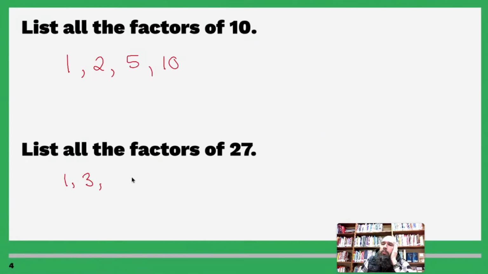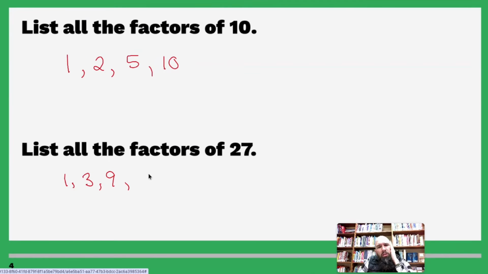Can you divide it by 4? No. By 5? No. By 6? No. By 7? No. By 8? No. By 9? Yes. By 10? No. By 11? No. 12? No. 13? No.